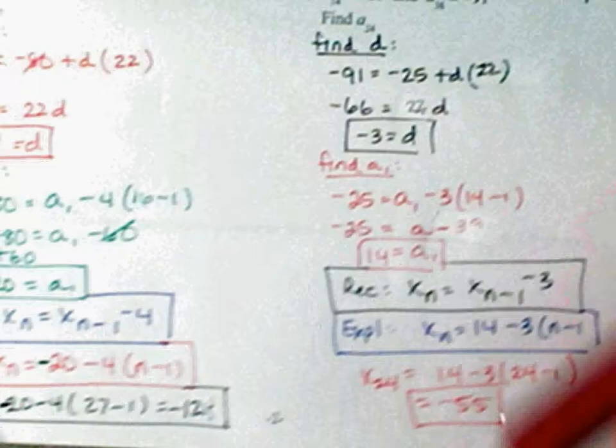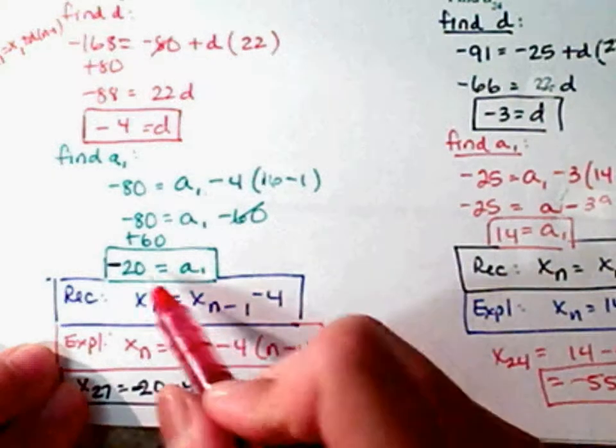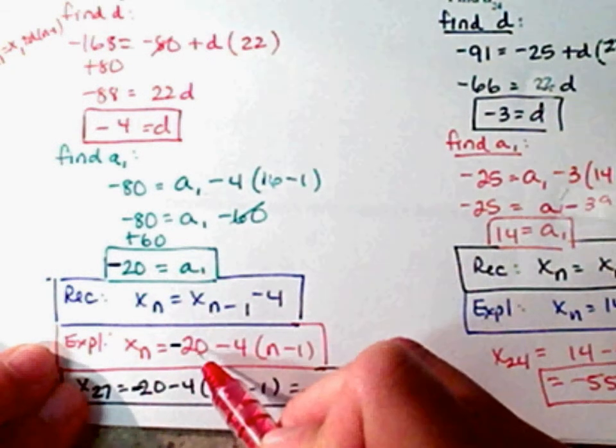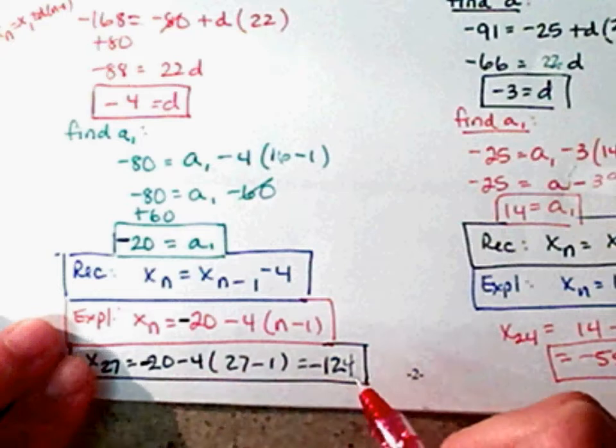Go back to number 13. Don't forget, this should have been negative 20, which makes that negative 20. So you have to change 124. Good luck, guys.